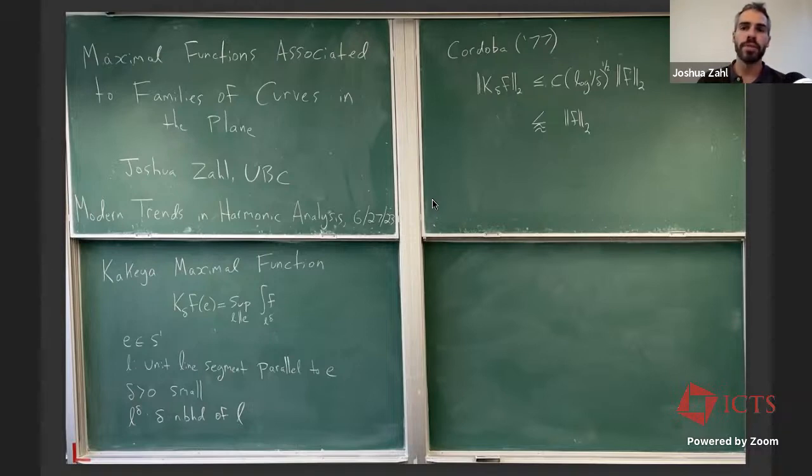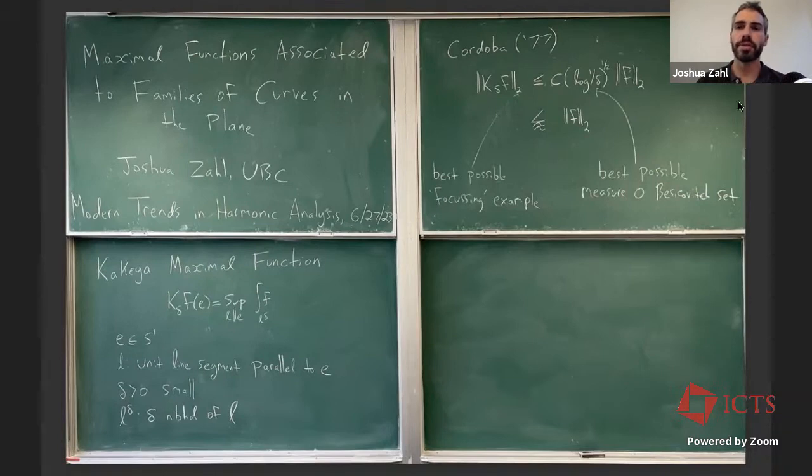So there's a few reasons why this maximal function was of interest. So first of all, I'll mention that, no, sorry. This is trivially bounded from L infinity to L infinity. So the smallest possible L^p norm for which you can hope to bound this operator is L2. And you can see this by taking a focusing example where f is just the delta neighborhood of a ball.